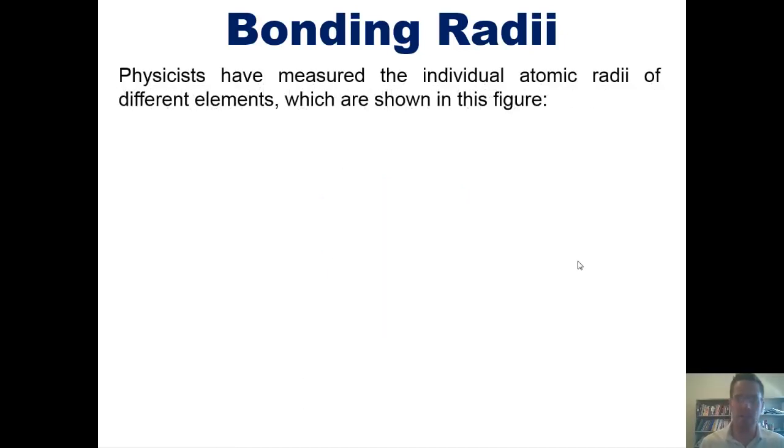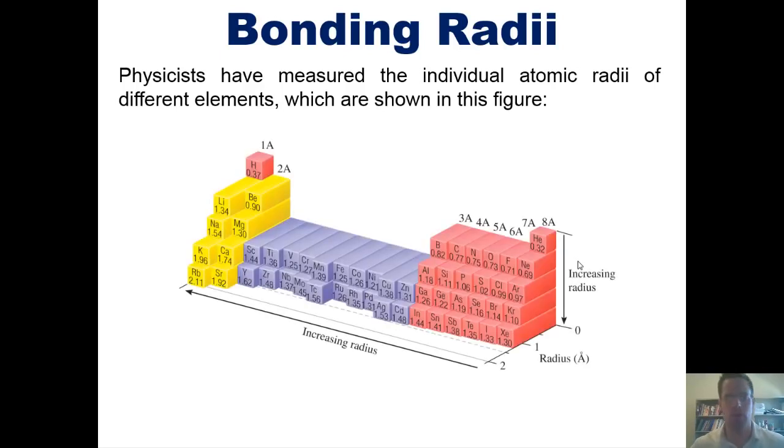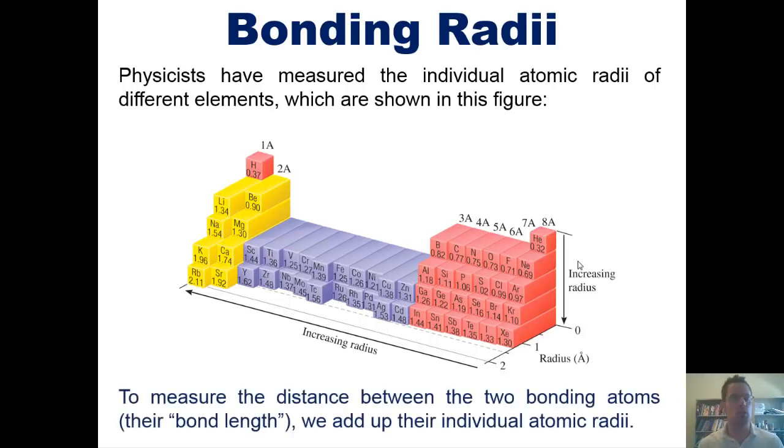Physicists have measured the individual atomic radii of different elements, which are shown in this figure, which I happen to have shown you before. Once again, the numbers shown here represent the radii from each nucleus of each of these individual elements to the outermost extent of their largest orbital. To measure then the distance between two bonding atoms, their bond length, we add up their individual atomic radii.